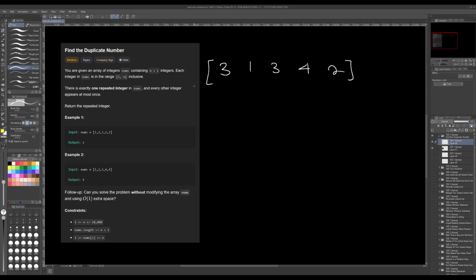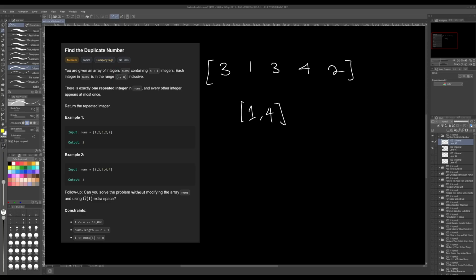Alright, so the problem today is going to be find duplicate number. You're going to be given a list of integers nums, and the nums are going to contain n plus 1 integers. Each integer in nums is in the range of 1 to n inclusive. So our range of values is between 1 and n, but the size of our array is more than n. So in this case, n would be 4, but the size of the array here would be 5, right? And each element falls under this range.